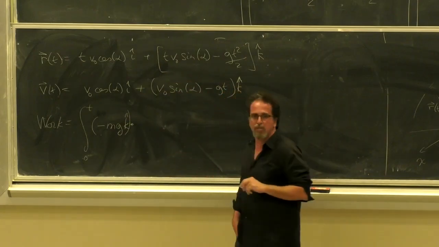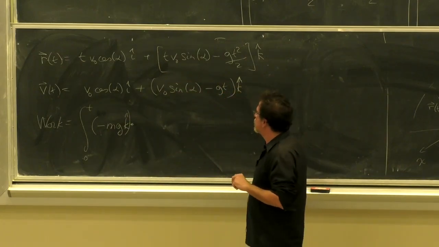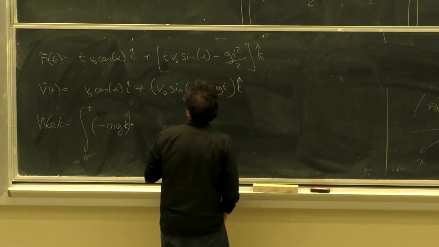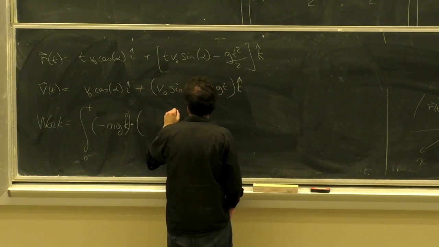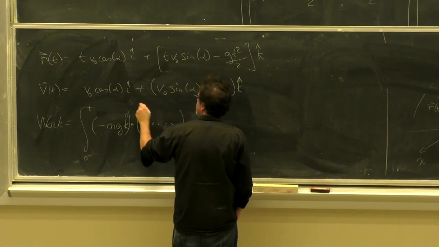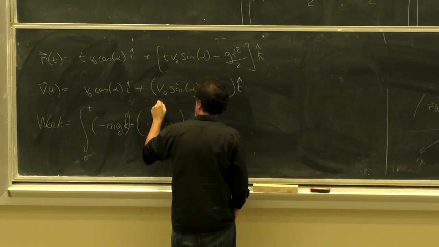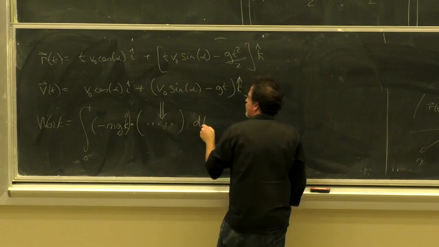So it's negative mg k hat dotted into v of t. Well, v of t is this object here. And if you don't mind, I'm not going to write it, because it's right above. And then integrated dt.